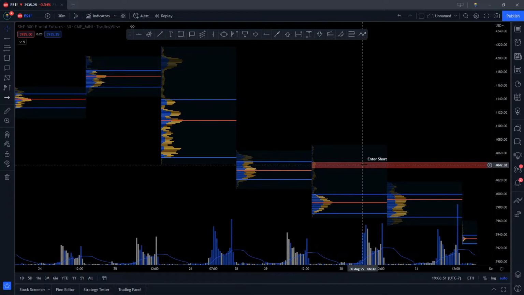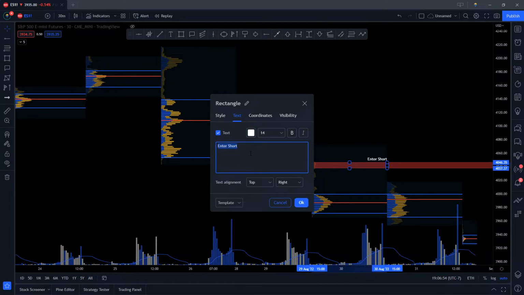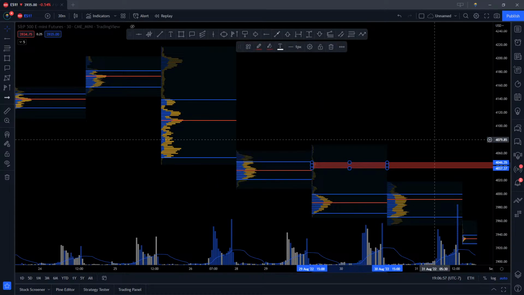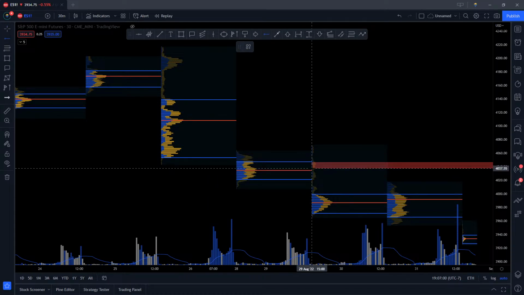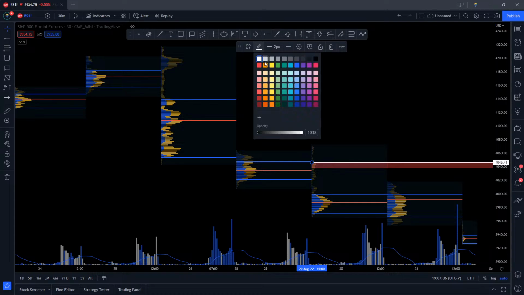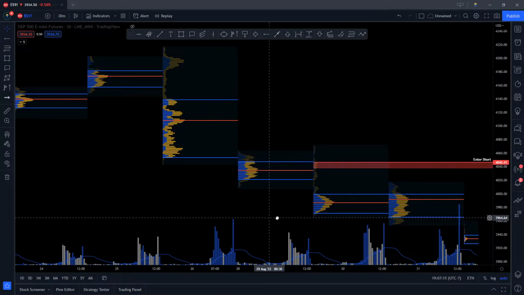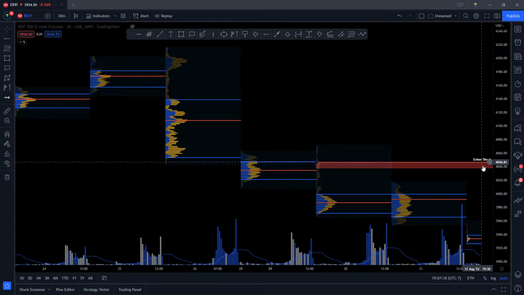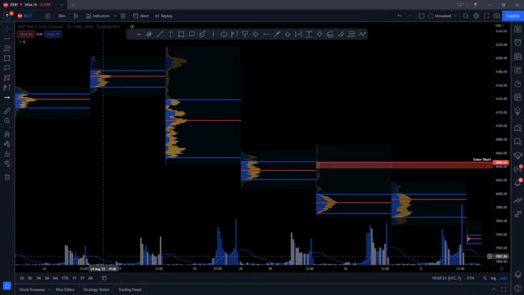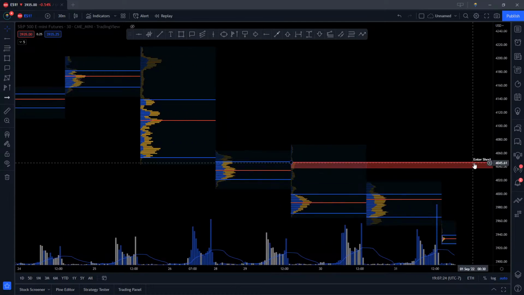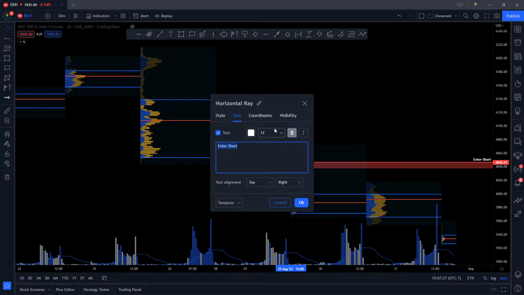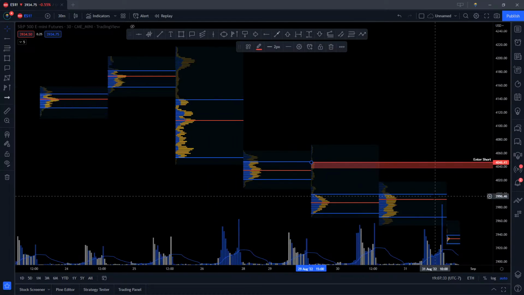Once it gets a few days back, it's going to be off my chart. So a little trick that I do for that is instead of labeling this, I just draw a line and make it the same color. And I'll label that. So now, no matter where I move my chart, that's always going to be on the right-hand side, based on my settings. You guys can figure out your settings to get it on the right side or wherever your preference is.